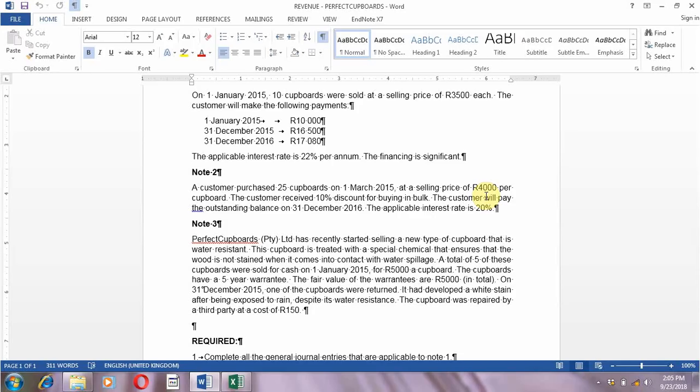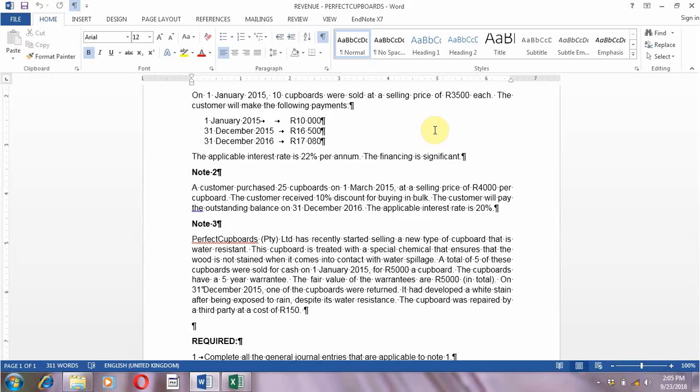The customer will make the following payments. On 1 January, they'll make a 10,000 Rand payment, which is an immediate payment because that's also the transaction date. Then you will see on 31st December 2015, there's a 16,500 being paid. And on 31st December 2016, there's a 17,080 Rand that is being paid. The applicable interest rate is 22%, and this financing is considered to be significant.